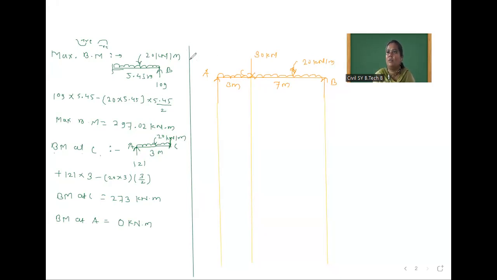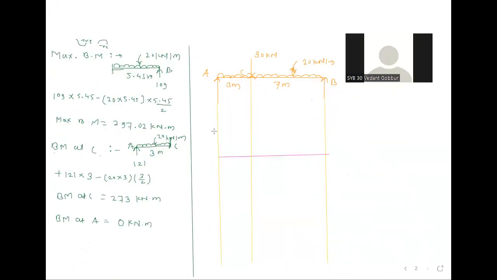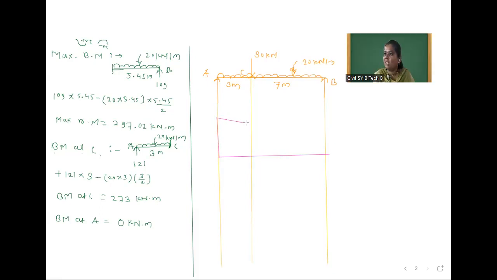So I request all of you, please tell me the values fast. Shear force at A, which is equal to how much? Shear force at A, 121. So positive value, that means above baseline. So 121. After that, shear force at C, but before this point load, so value is how much? Plus 61. Plus 61. Okay, I have drawn here an inclined line.